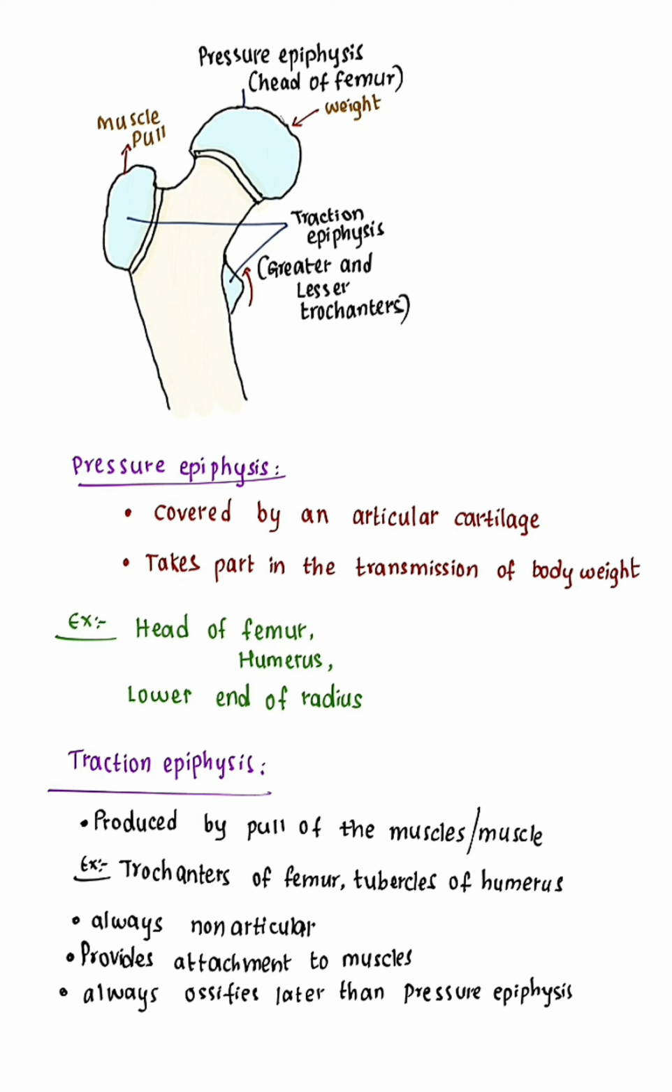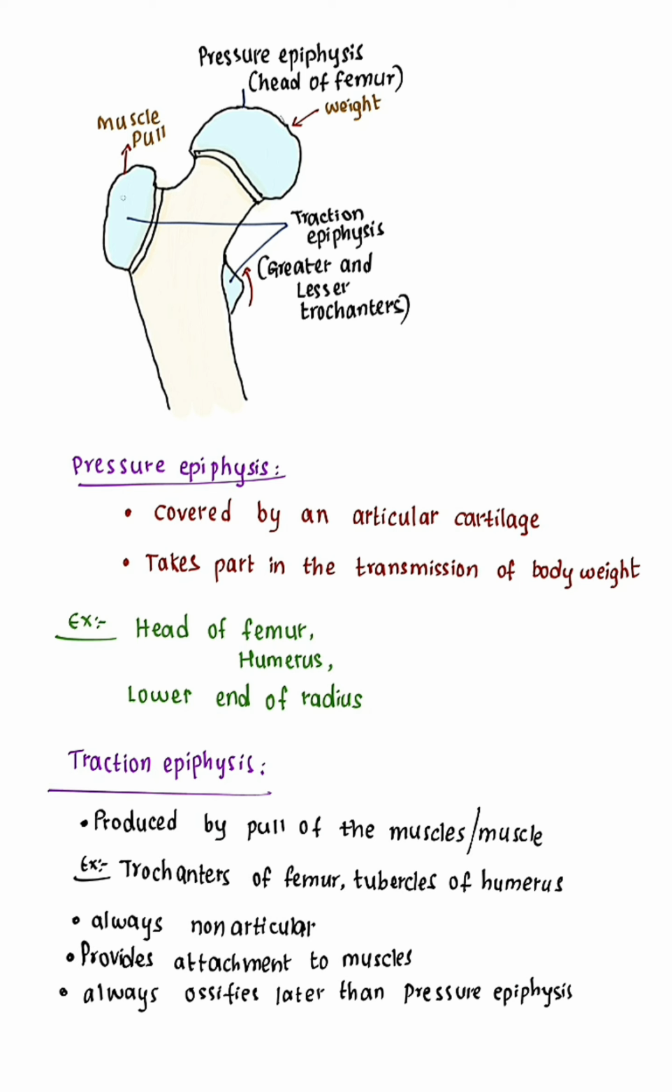Traction epiphysis. It is produced by pull of muscles. Examples: trochanters of femur, tubercles of humerus, that is, greater trochanter and lesser trochanter of femur, greater tubercle and lesser tubercle of humerus. They are always non-articular. They always ossify later than pressure epiphysis.